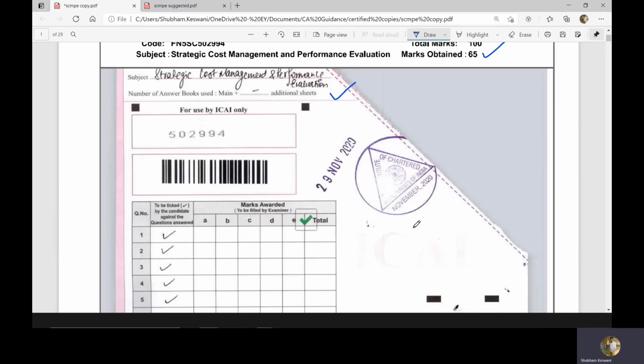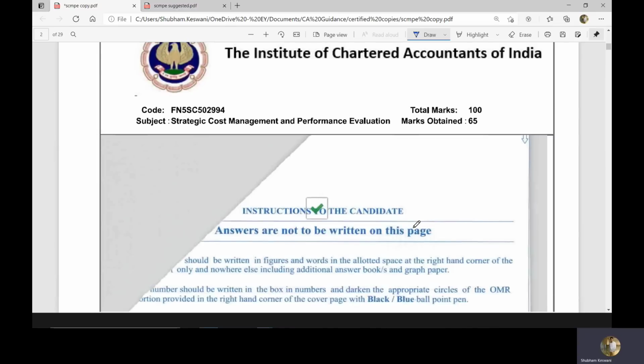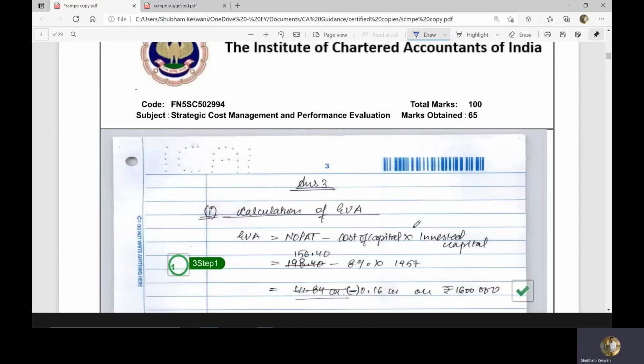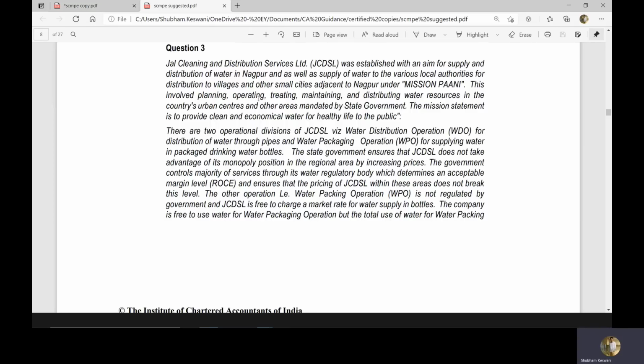So let's see how it turned out to be in the end for me and how I managed to score such good marks. So let's see how it goes. So first of all, I started with my question with answer 3. So I'll also be discussing my approach when I started with the answer. I started with answer 3 because this question was on the concept of economic value added.